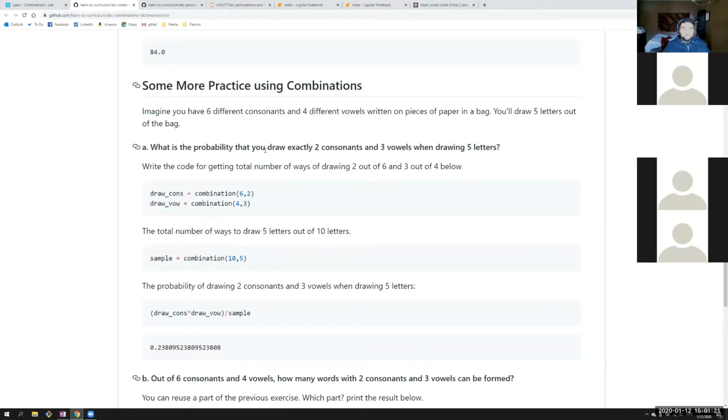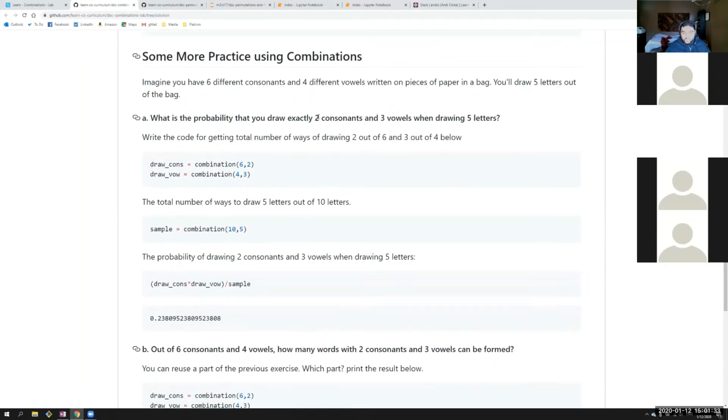Some more practice using combinations. Imagine that you have 6 different consonants and 4 different vowels written on pieces of paper in a bag. You will draw 5 letters out of the bag. What is the probability that you draw exactly 2 consonants and 3 vowels when drawing 5 letters? Write the code for getting the total number of ways of drawing 2 out of 6 and 3 out of 4 below. Right?